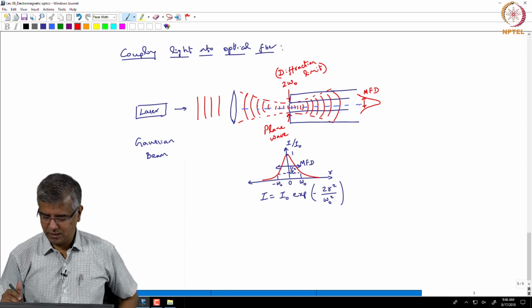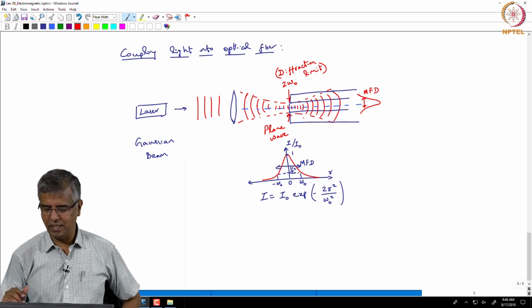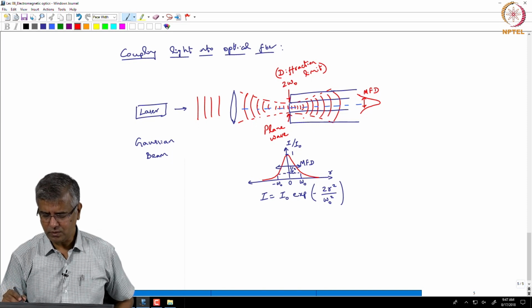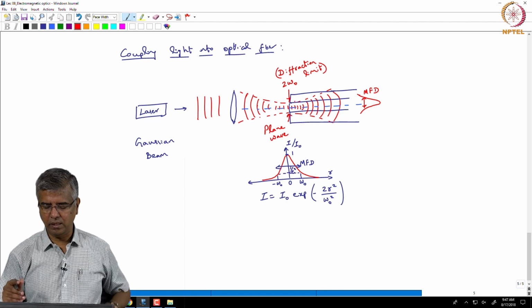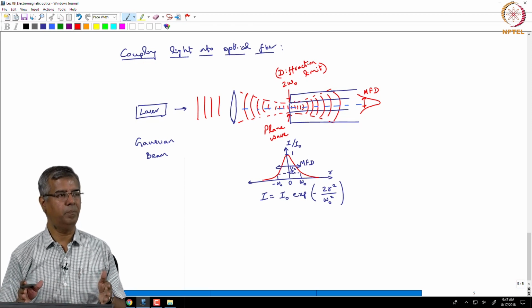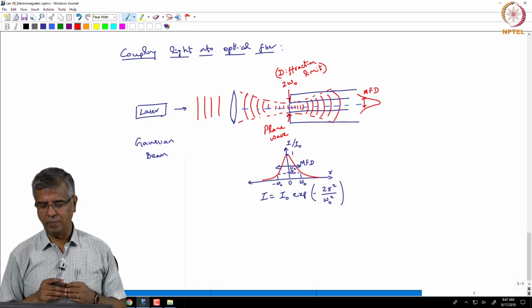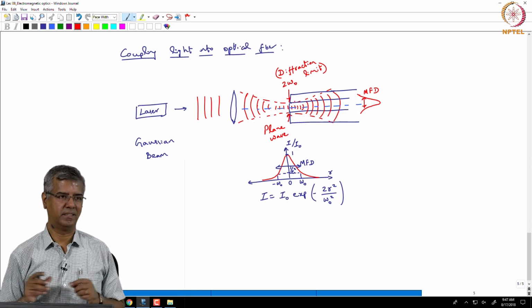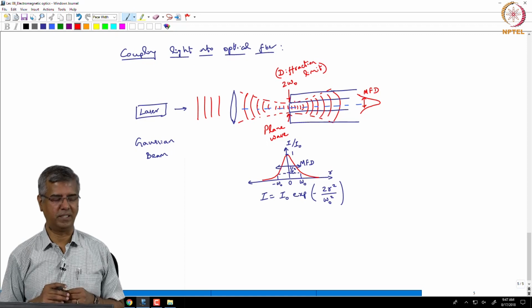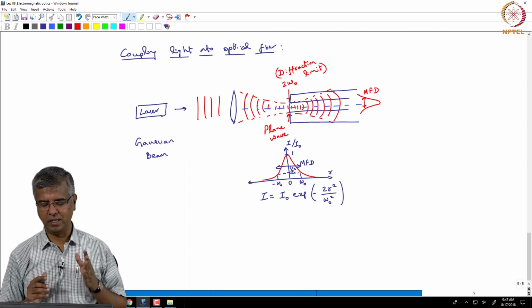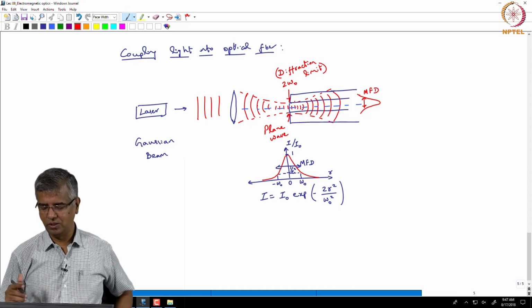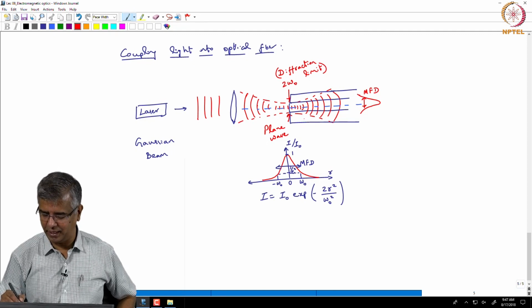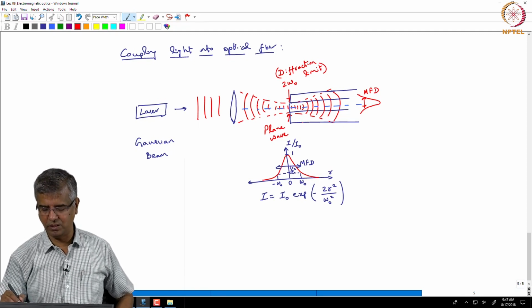The other part that is typically important is the range over which the focused beam maintains a near planar wavefront. I say near planar because it can be a plane wavefront only at the center, but it is close to a planar wavefront around the center. That is defined by a parameter called the Rayleigh range.